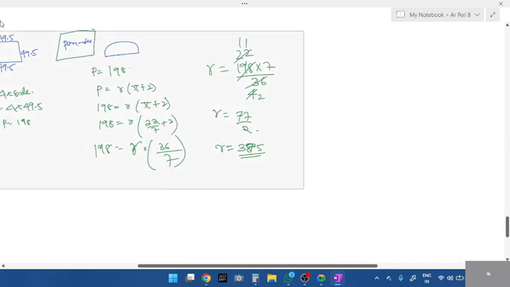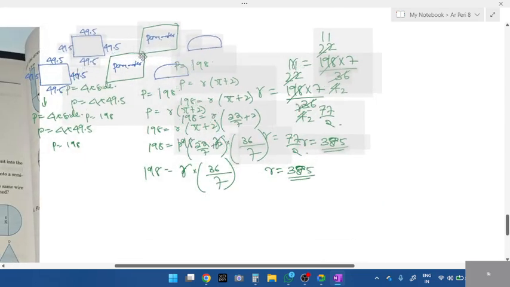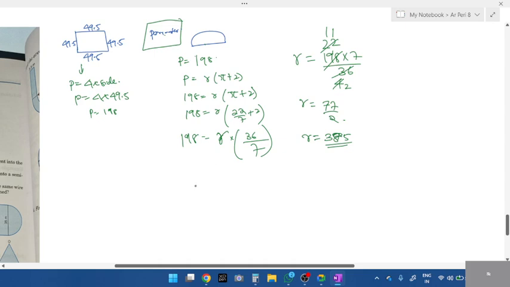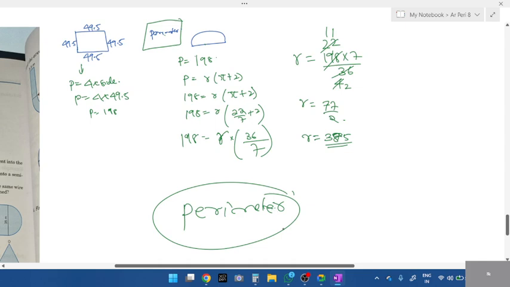Okay. Did you understand the pattern of how to solve the question? When two diagrams are given, you have to convert everything into which one, students? Perimeter. Find the perimeter, convert the perimeter. That's it. You'll get the answer. 38.5 centimeter is the answer.